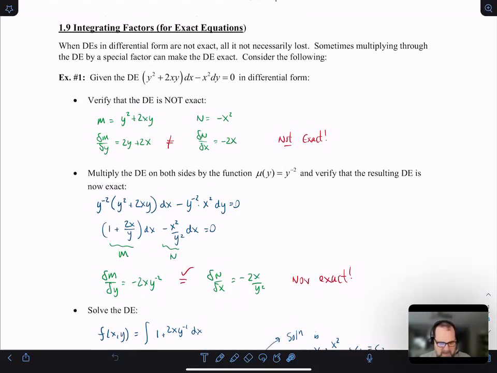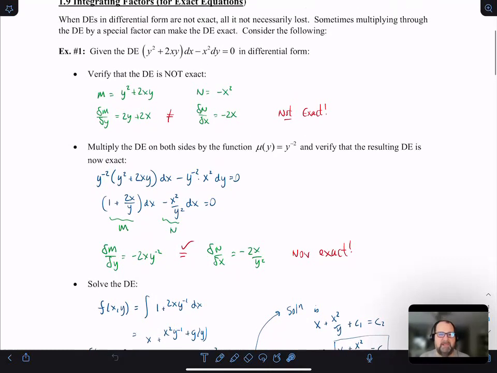Again, when DEs in differential form are not quite exact, not all is necessarily lost. Sometimes we might be able to find a special factor that we can multiply through in order to make it exact. Somewhat inconveniently, this is also often called an integrating factor, but it's a little bit different from the integrating factor we use to solve linear DEs. But anyway, we're going to run through a little example, a demonstration that something that might not be exact initially, we might be able to make exact and solve anyway.